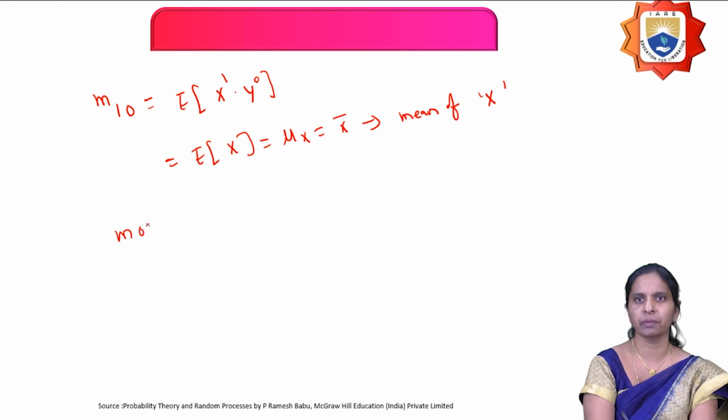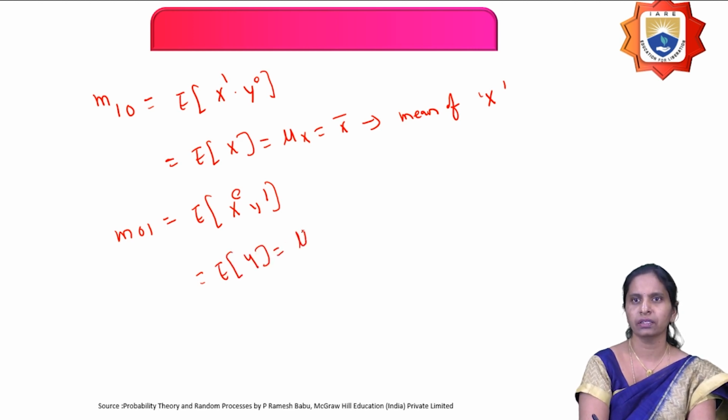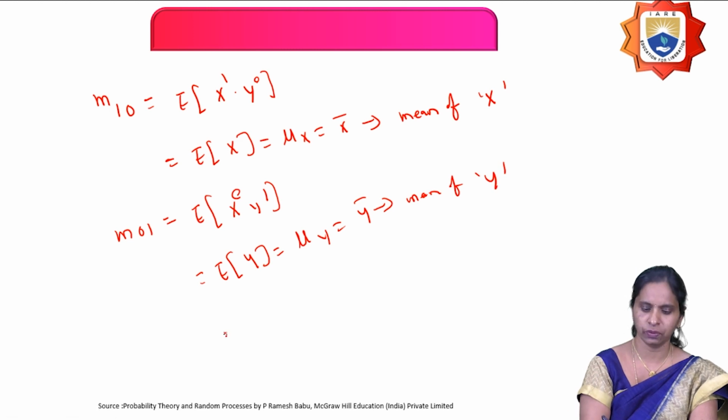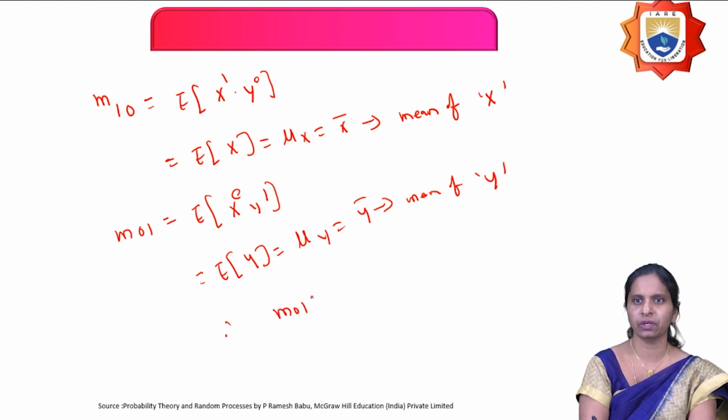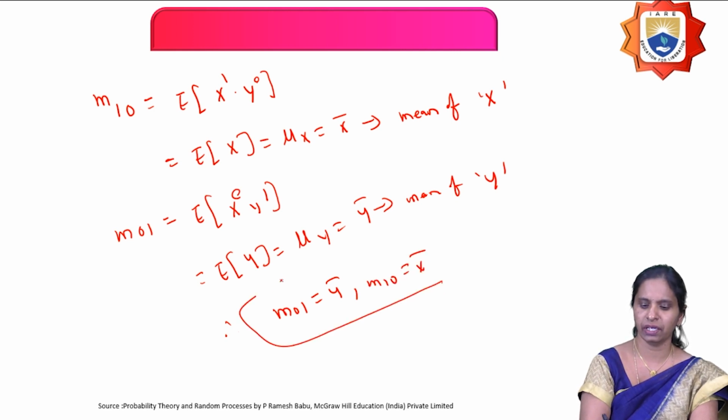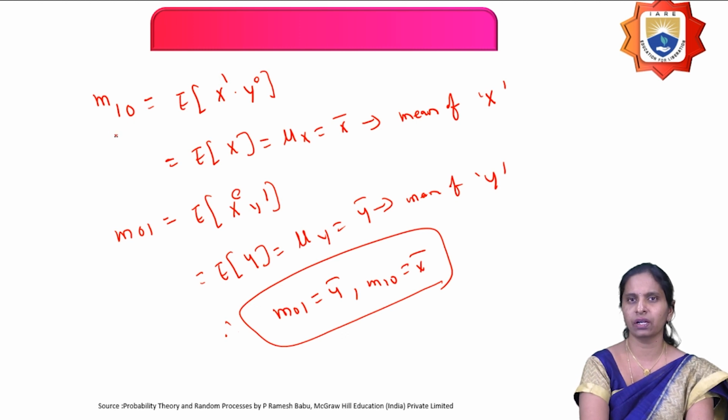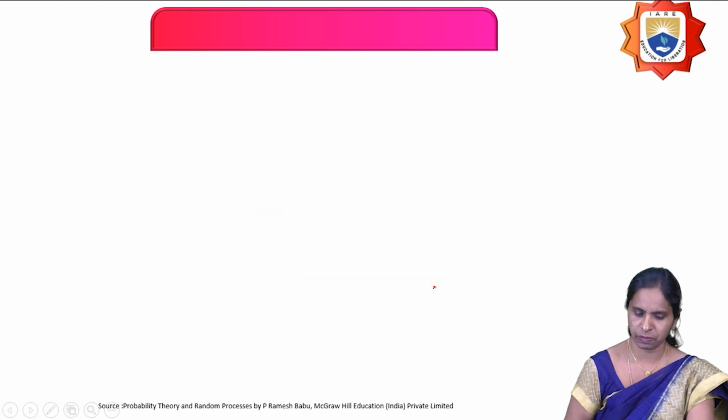Now, what is m01? For n equals 0 and k equals 1, it equals expectation of y, which is nothing but mu y, the mean of the random variable y. Therefore, the first order moments are: m01 is y bar and m10 is the mean of the random variable x. The first order joint moments about the origin give the means of the two random variables respectively.